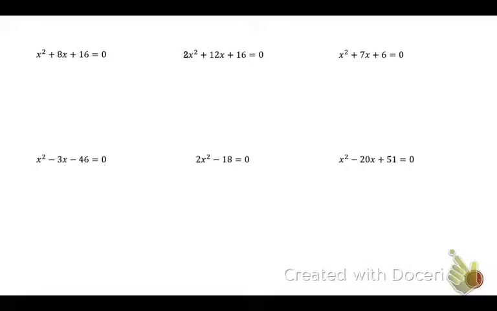Sorry, it's my dog. The first one is x squared plus 8x plus 16. Now I did not write the directions, but let's say factor and solve. And I should say factor if possible, because sometimes you will get a quadratic that will not be factorable, and that means we'll have to use another method to solve. So factor if possible, and then if we can factor it, then we're going to solve.